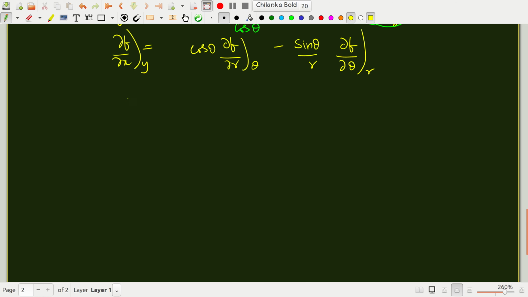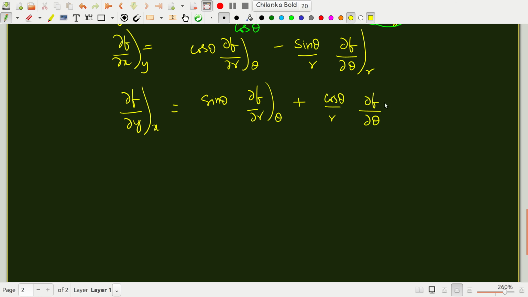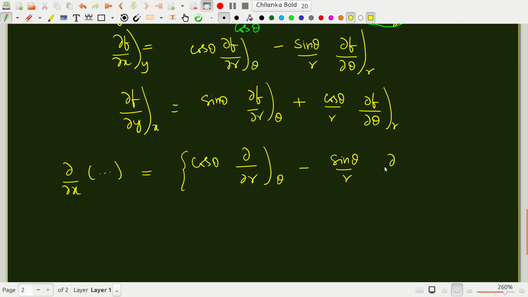In a very similar manner, you can also write partial f partial y at constant x. That is nothing but sine theta partial f partial r at constant theta plus cos theta by r partial f partial theta at constant r. Now you can write d dx of anything, and anything could be f or anything else, as cos theta partial r at constant theta minus sin theta by r partial theta at constant r operating on that something. Instead of f you can have anything.